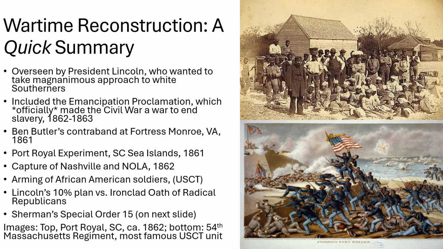Lincoln sparred with the radical Republicans in Congress who wanted to take a stronger, harsher stance against the South. They instead advocated for something called the Ironclad Oath, in which white Southerners would have to take an oath that they had never supported the Confederacy in order for their states to rejoin the Union and for them to regain their voting rights.